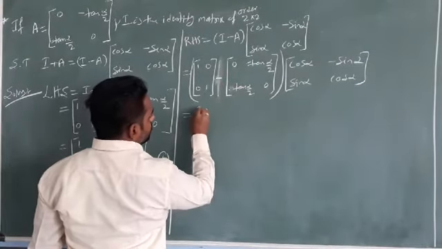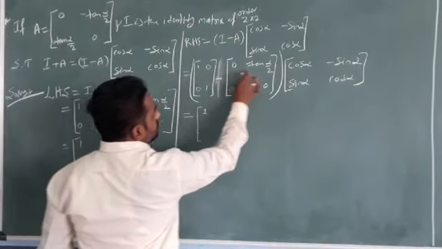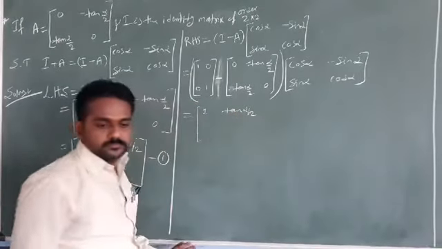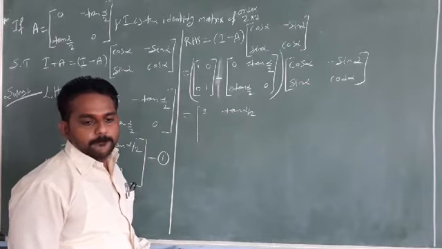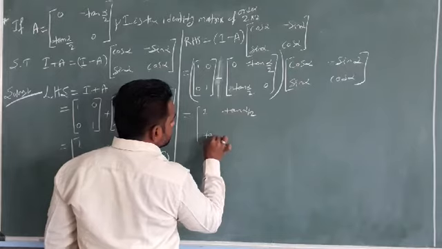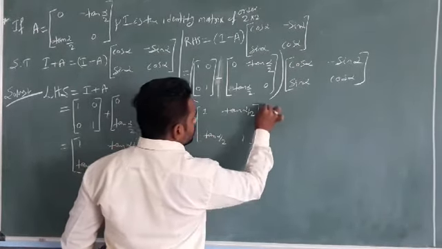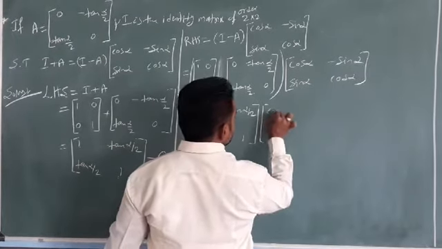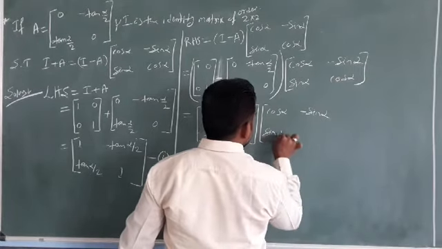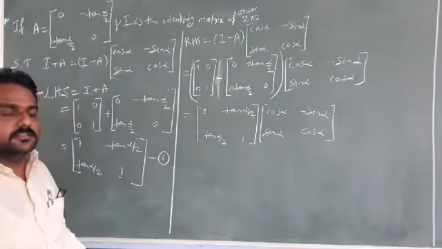So here what we get? 1 minus 0, that is 1. 0 minus of minus, that is plus tan alpha by 2. Okay. 0 minus of tan alpha, that is minus tan alpha by 2. 1 minus 0, it is 1. So again next matrix cos alpha, minus sin alpha, sin alpha, cos alpha. This is the open result.